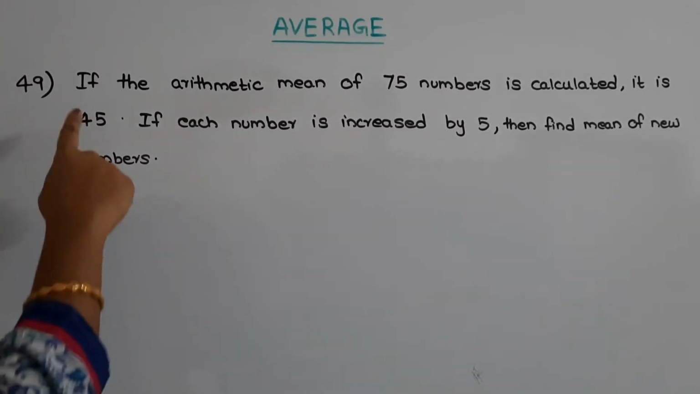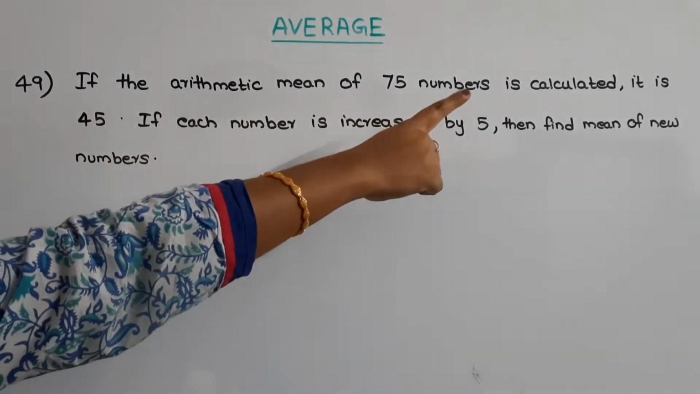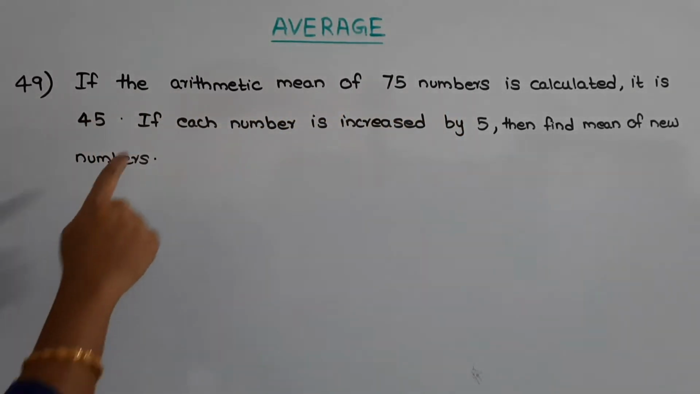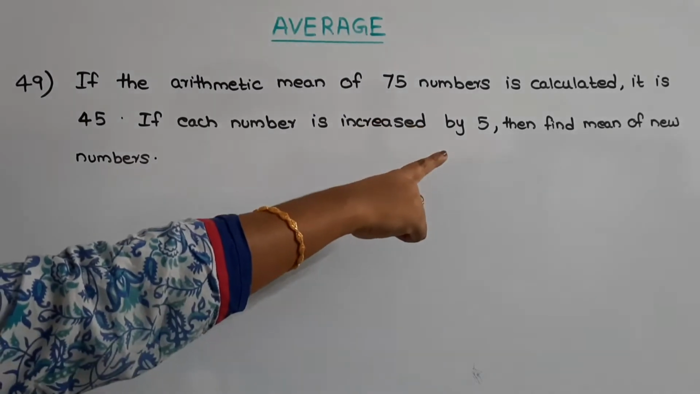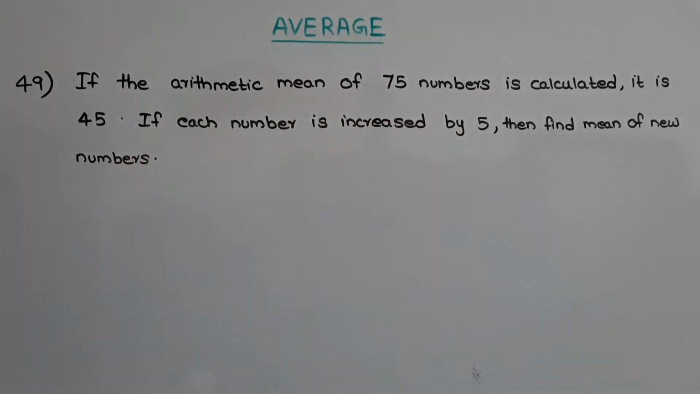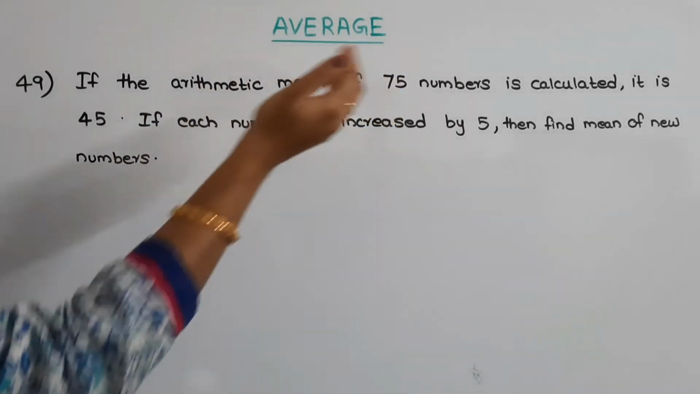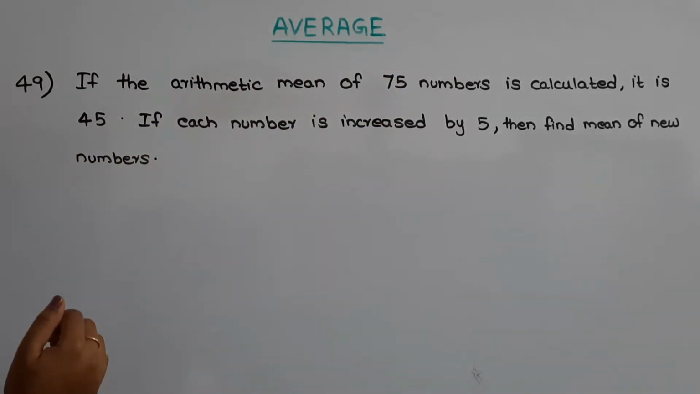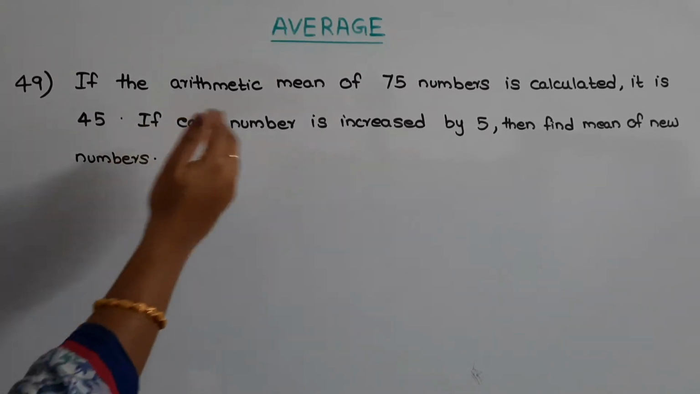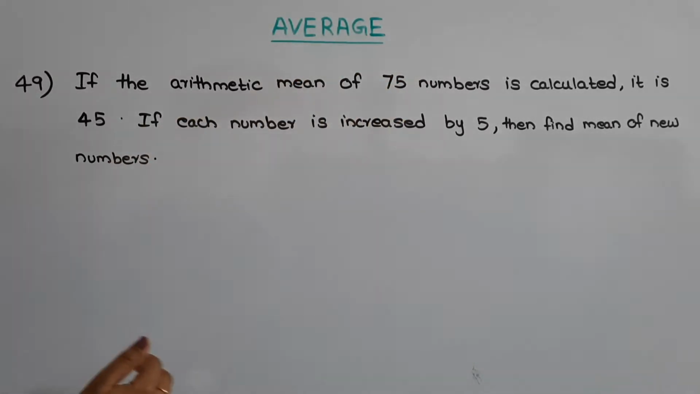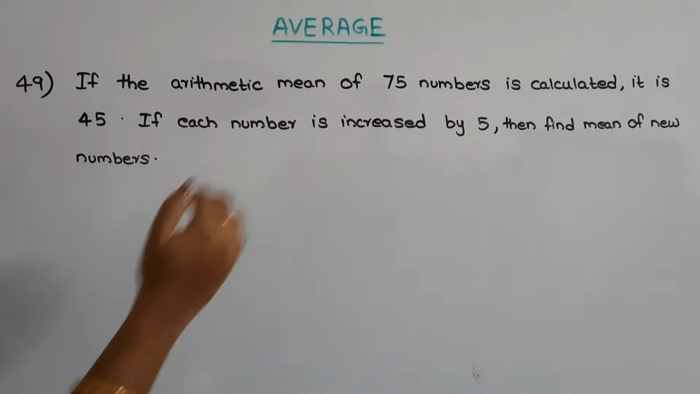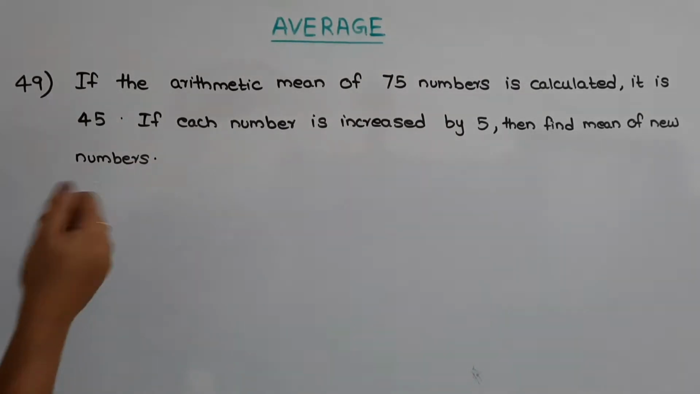49th question is, if the arithmetic mean of 75 numbers is calculated, it is 45. If each number is increased by 5, then find mean of new numbers. So in this question, they have given the average or the arithmetic mean of 75 numbers as 45. Then they are telling that if each number of those 75 numbers is increased by 5, then we need to find out the mean of new numbers.